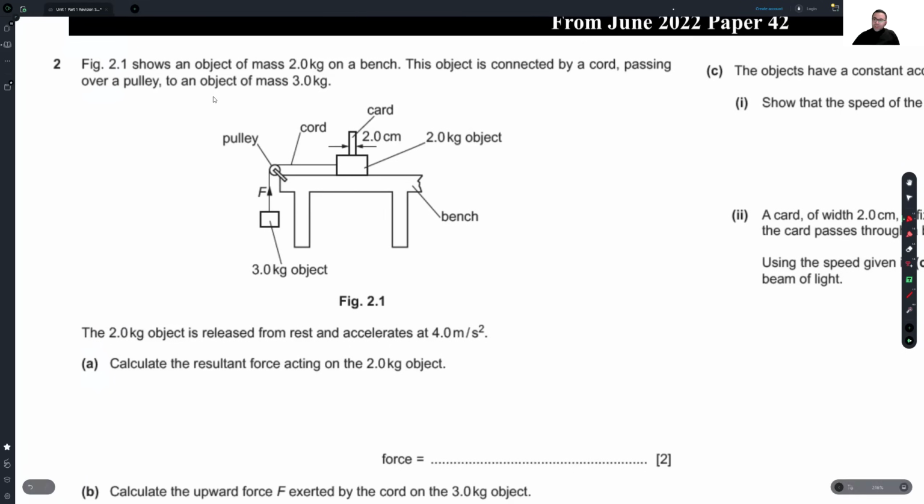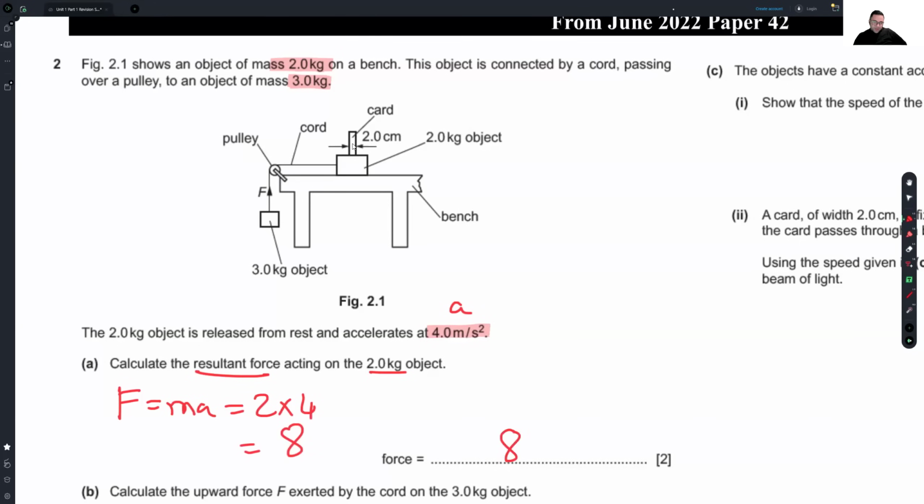Figure 2.1 shows an object of mass 2 kilograms on a bench. This object is connected by a cord over a pulley to an object of mass 3 kilograms. When the 2 kilogram object is released, so you were holding it and then you let it go, it accelerates at 4 meters per second squared. What is the resultant force acting on the 2 kilogram object? F equals ma. So it's 2 times 4, which is what? 8. Easy question.